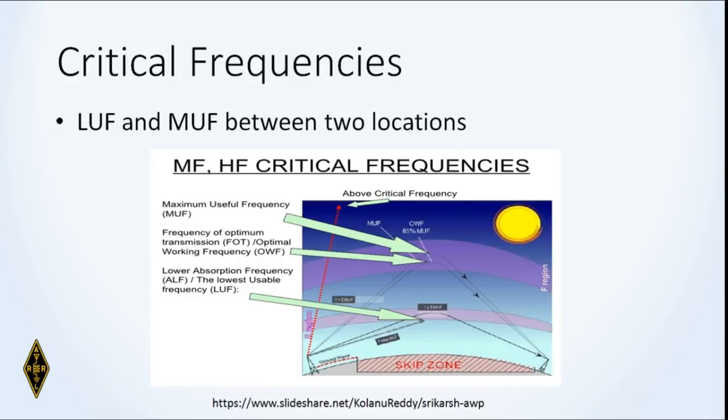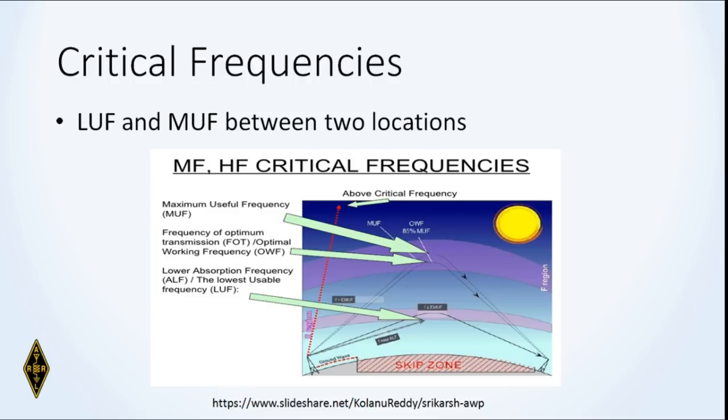Okay, we talked about the critical frequency. That's the frequency above which radio signals will just go right out into space. There are a couple of other frequencies that you can find out about. They're called the MUF and the LUF. The MUF is the maximum usable frequency. The LUF is the lowest usable frequency.